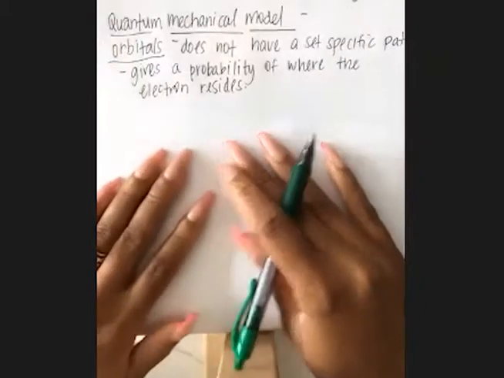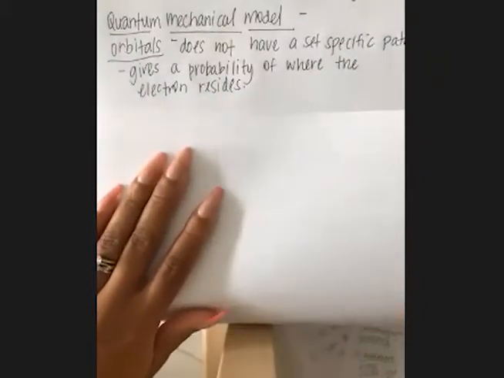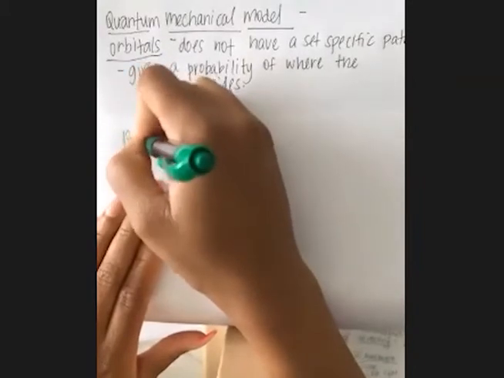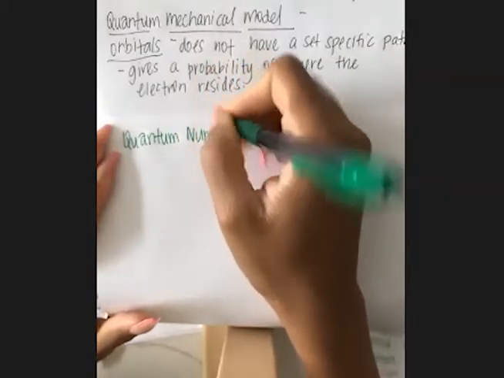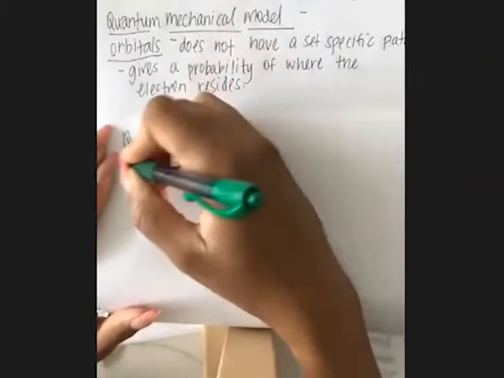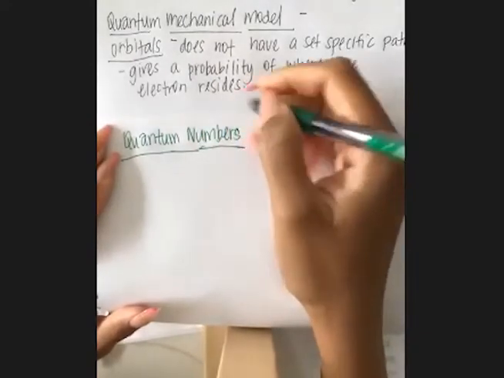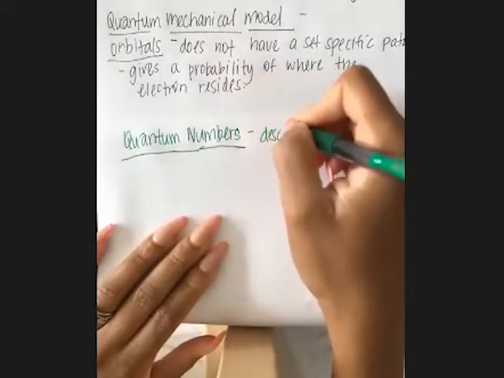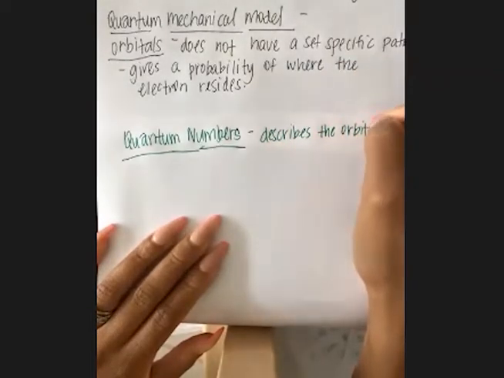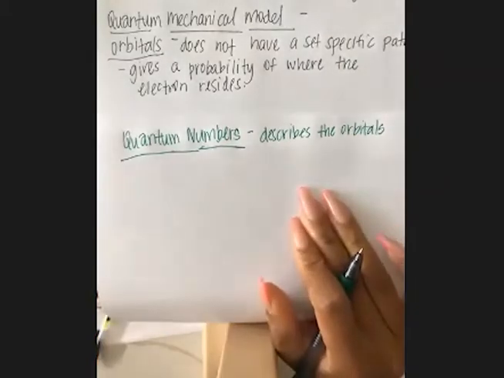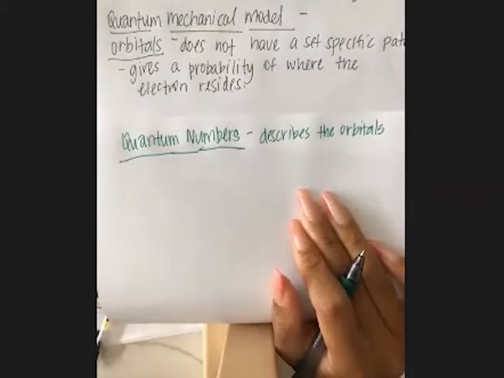So to understand these orbitals, we use what is known as quantum numbers. And I'll just say describes the orbitals. All right, so there's 4 different quantum numbers. We're only going to talk about 2 of them in this class, just so you get a basic understanding of what the quantum numbers are.